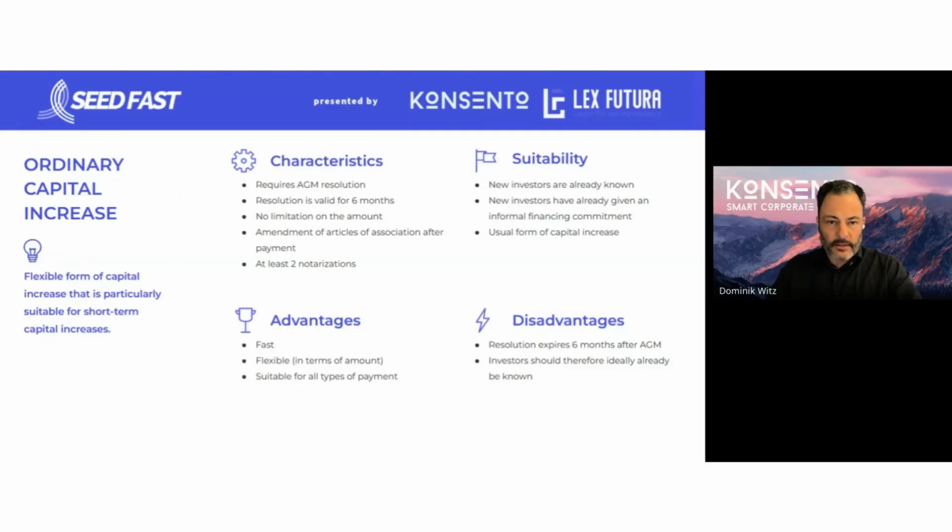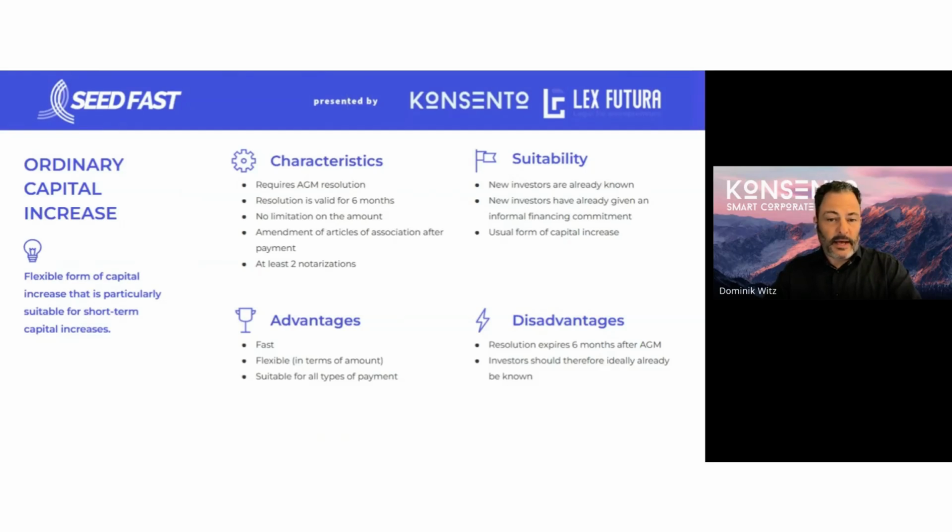On the other hand, there is no limitation in the amount, and we will also see this in context of the other forms of capital increases that require a limitation of the amount. So the ordinary capital increase is the only form of capital increase, according to the Swiss law, that allows a capital increase without limitation of the amount.